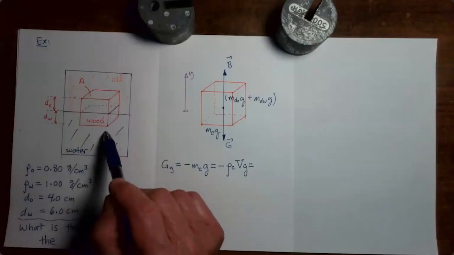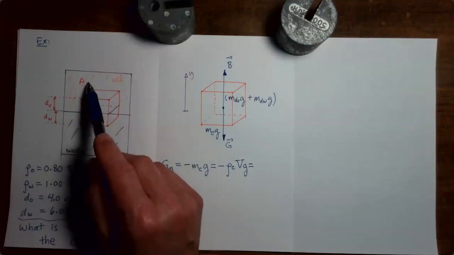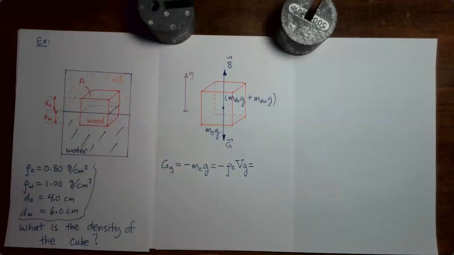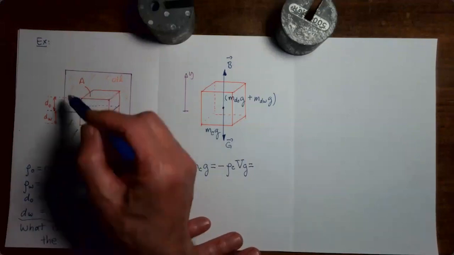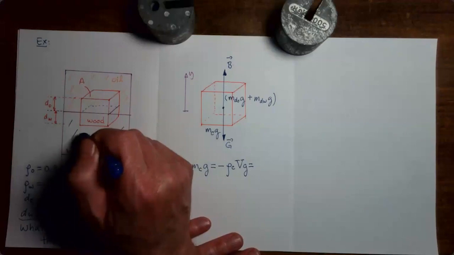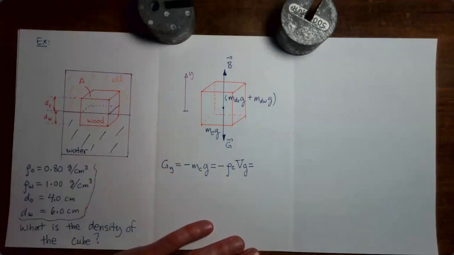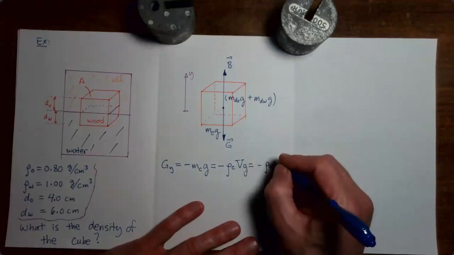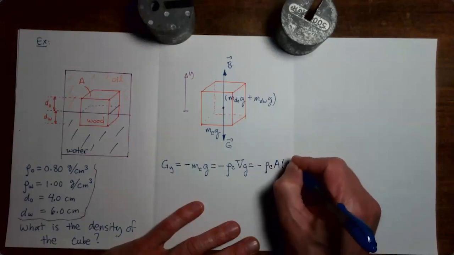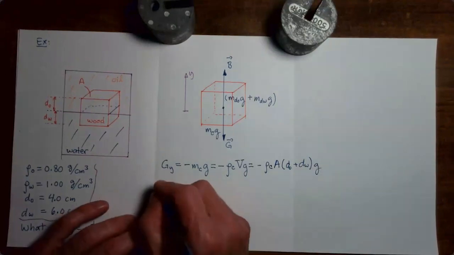So what would be the volume of our cube? Well, the area of that top face is A. Now that area is actually going to drop out of our calculation at the end, but we're going to use that area in the intermediate steps. So the volume would be this area A multiplied by the length of this edge here, which would be d oil plus d water. Okay, so volume gets replaced with area and then times d oil plus d water, then times little g.